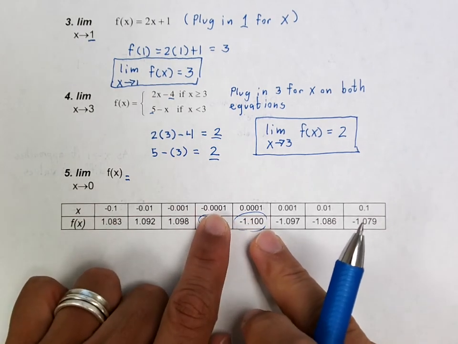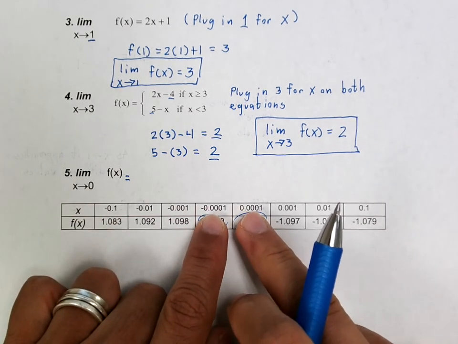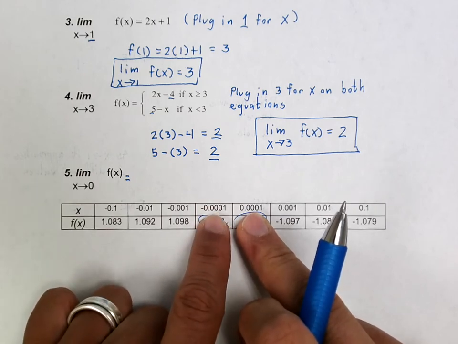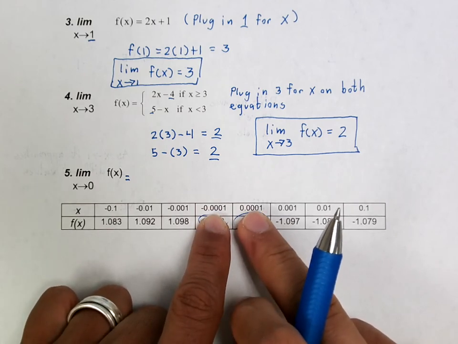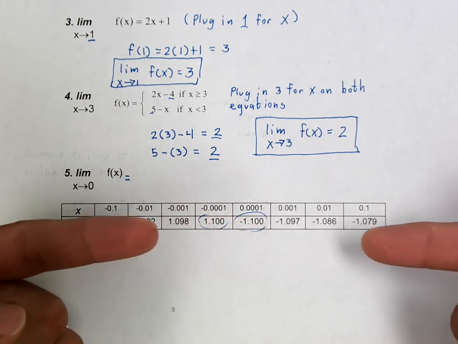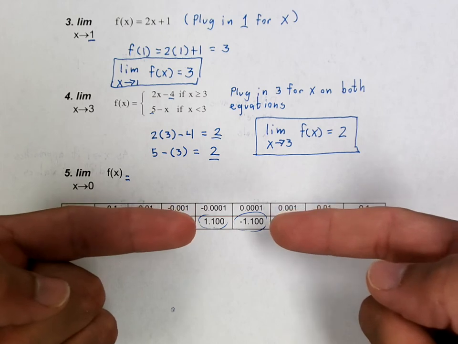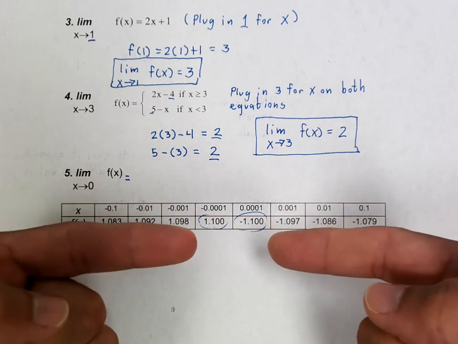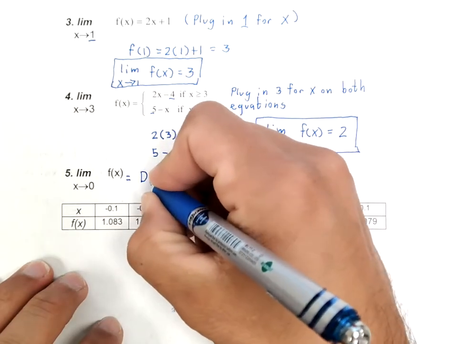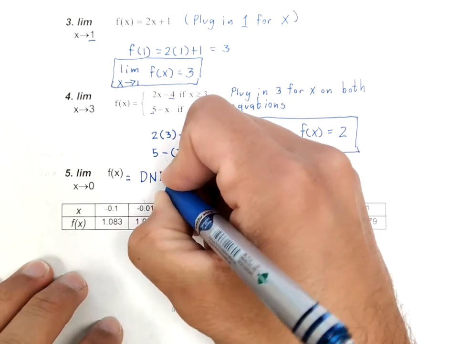Notice that this one's to the left of 0 and that one's to the right of 0. I'm talking about the x values. So this x value is to the left of 0, this x value is to the right of 0. As I'm approaching from both directions, I'm approaching a negative on the right side, but a positive on the left side. So therefore, on this one, the limit does not exist because I am approaching two different y values.